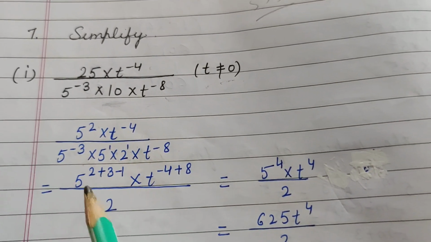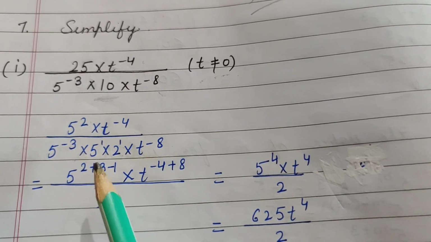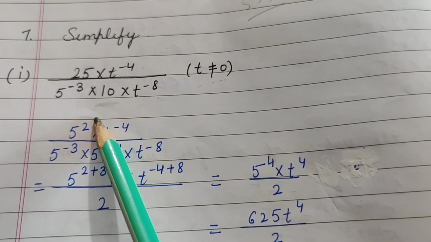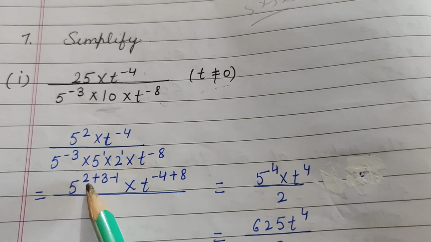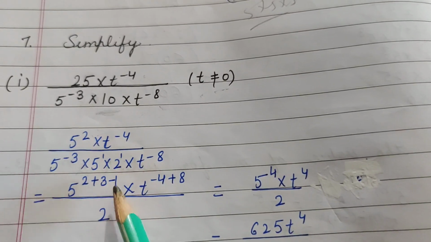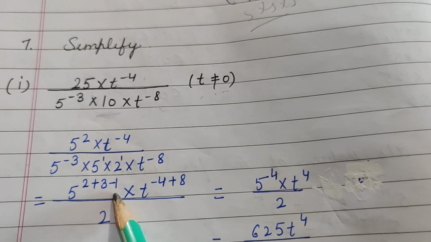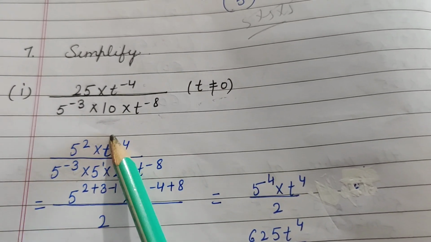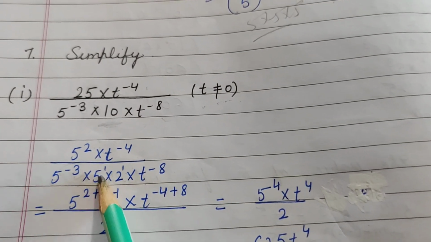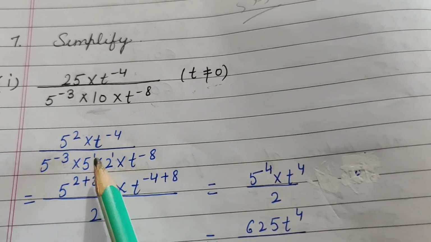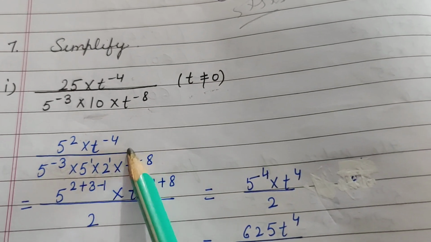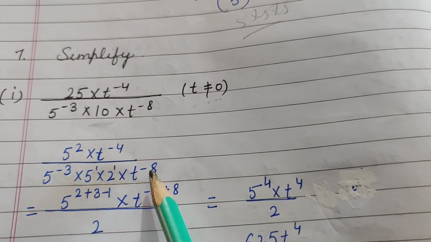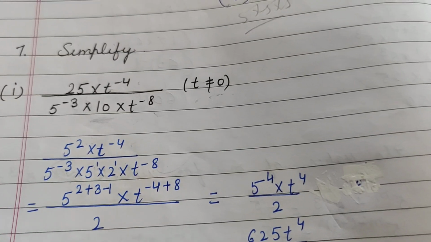Now we'll apply the law here, right? The power 3 is negative in the denominator, and in the numerator it will be positive. So it will be 5 raised to 2 plus 3 minus 1. This power 3 is negative here, and when you take it to the upper, it will be plus 3. This one is positive here, and when you take it into the denominator, it will be minus 1. Similarly here, this minus 8 will be plus 8, and 2 will remain as it is.